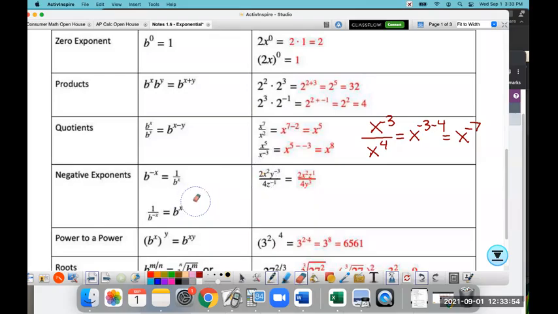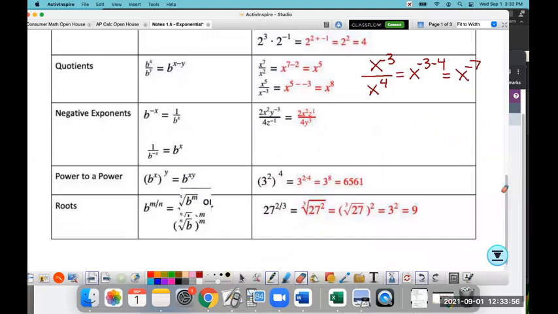All right, power to a power. Technically, you do not apply powers to powers. You multiply them. So if it looks like you have a power on a power, like in this situation, you would literally just multiply those powers together.